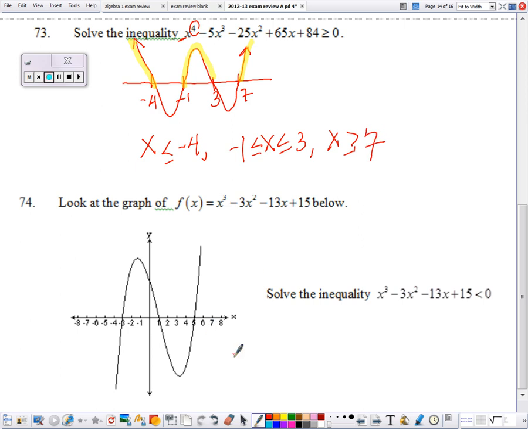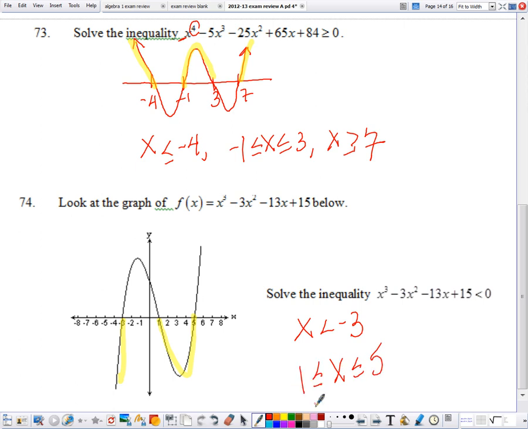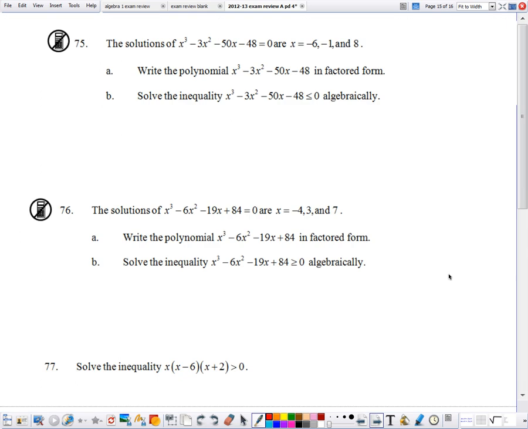For 74, they actually give you your picture. You don't have to find it yourself. And we want less than 0 this time, because it says less than 0. And that happens here and here. So those values are when x is less than -3 and when x is between 5 and 1. And we're going to do the same thing for 75 and 76.